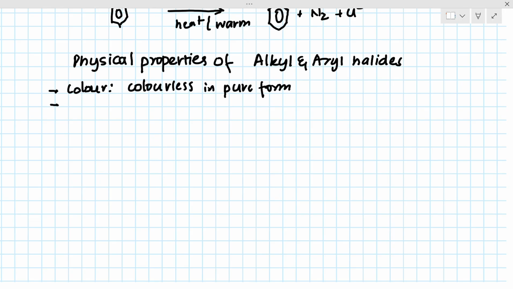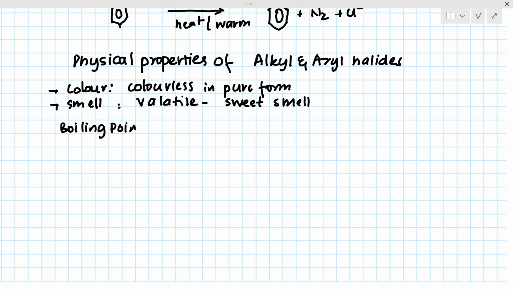Then you have smell. As we know, we have already tried how the smells of alkyl halides are. They're usually volatile and they smell sweet. Sweet smell. Boiling point. Boiling point is high than their parent hydrocarbon.